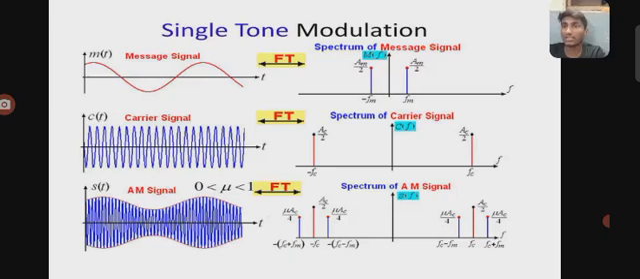So here you can see the pictorial description of a single tone modulation. On the left side you can see the message signal, which is a single frequency signal, and the carrier signal, and the resulting modulated time domain signal. And here you can see the frequency spectrum of these signals, where after modulation the frequencies were divided into left side and right side, and the amplitudes were differentiated.